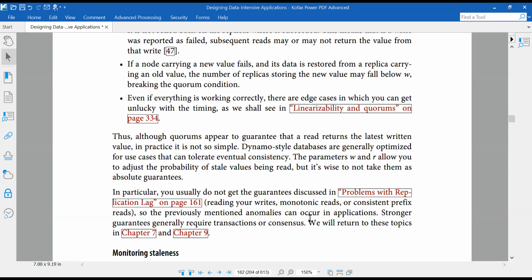Reading your writes, monotonic reads, consistent prefix reads. The previously mentioned anomalies can occur in applications. Stronger guarantees generally require transactions or consensus.